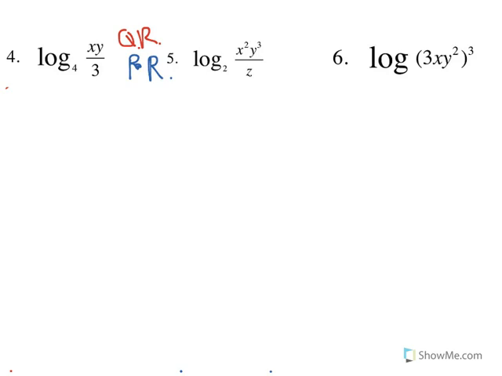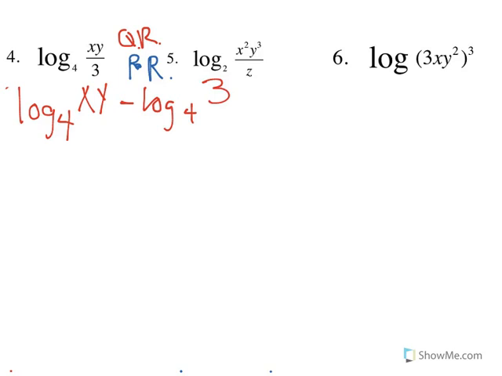Okay. My suggestion would be to deal with the quotient rule first, and so that's what I'm going to do. I'm going to say log base 4 of the numerator minus log base 4 of the denominator.